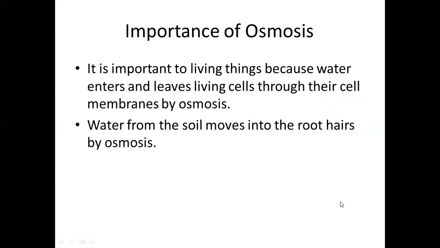Next, we have to discuss the importance of osmosis. It is important to living things because water enters and leaves living things through their cell membrane by osmosis. The second use of osmosis is that plants absorb water by the process of osmosis. Water from the soil moves into the root hairs by osmosis.